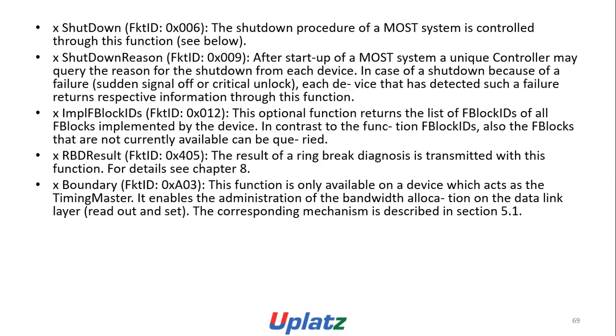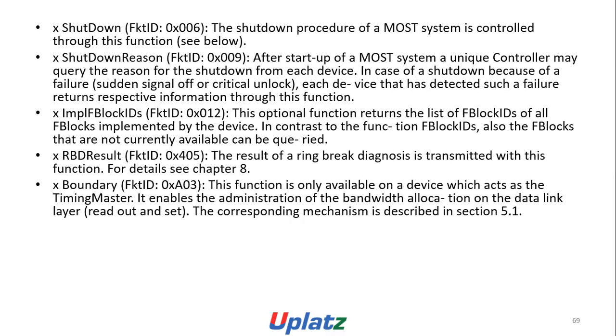Shutdown Reason, FKT ID 0x009. After a startup of the remote system, a unique controller may query the reason for the shutdown from each device. In case of a shutdown because of a failure, sudden signal off, or critical unlock, each device that has detected such a failure returns the suspected information through this function. Implementation FBlock IDs, FKT ID 0x012. This optional function returns the list of all FBlocks implemented by the device. In contrast to the function FBlock IDs, FBlocks that are not currently available can also be queried.